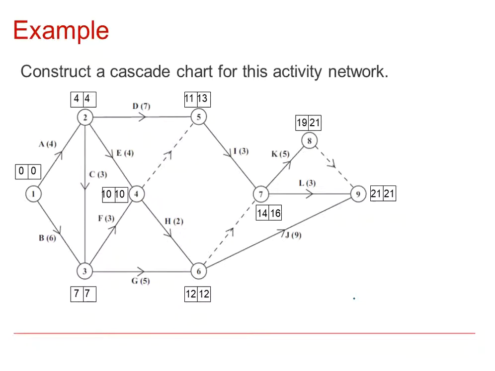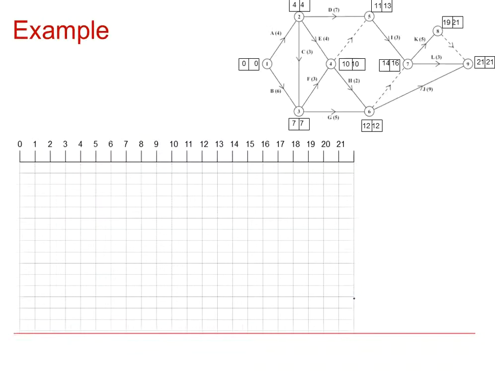So here we have another interesting problem. We're going to construct a cascade chart for this activity network, and you may remember that this had 2 critical paths. So we need to show that nice and clearly. So A was critical. So A could start at 0 and last for 4. Obviously no float because it's critical.